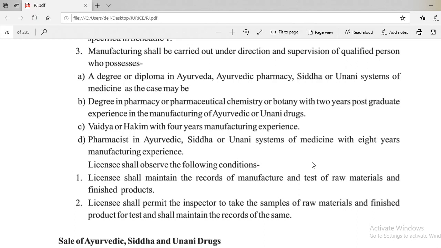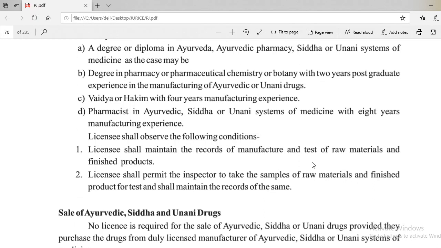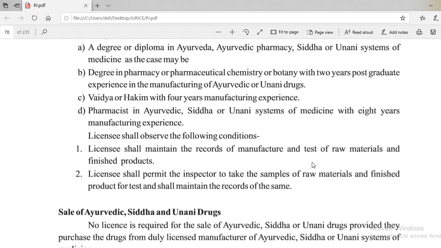A pharmacist in Ayurveda of medicine with 8 years of manufacturing experience, means if he is a pharmacist selling Ayurvedic drugs for 8 years or more than that, then he will be considered for granting the license. Then the licensee shall observe the following conditions.